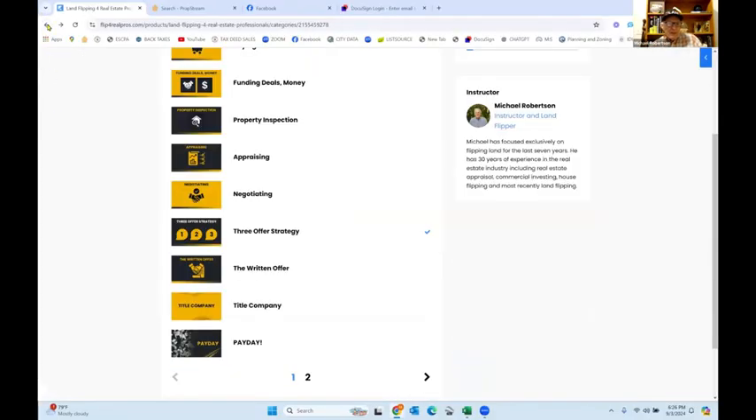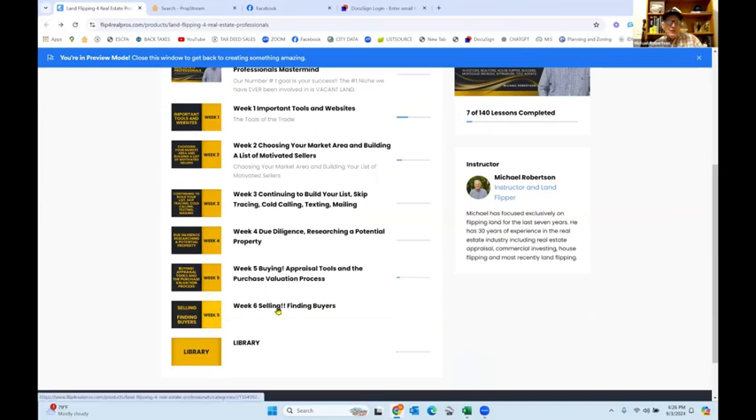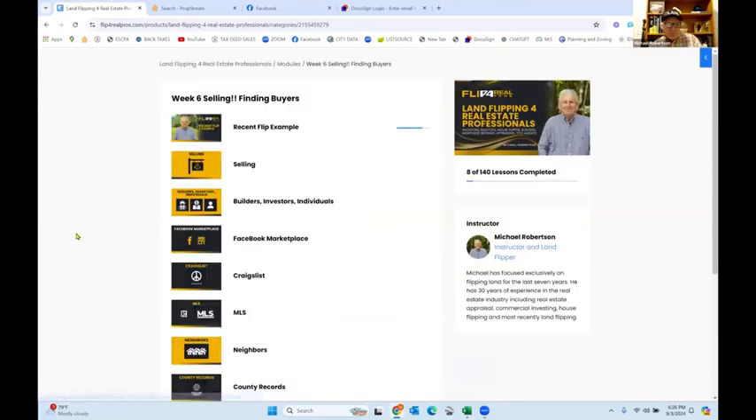And in week 6, I put a lot of emphasis on selling. It seems like everyone wants to get a property. We want to get a property. Well, we've got to sell it. And that's when we really get paid. So I put a lot of emphasis on selling.